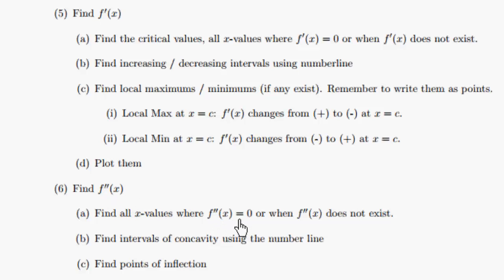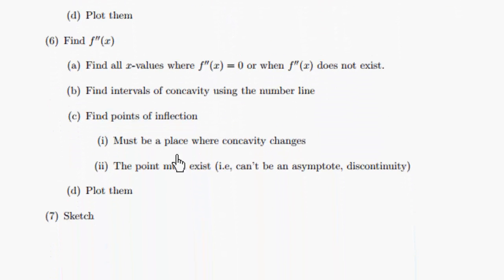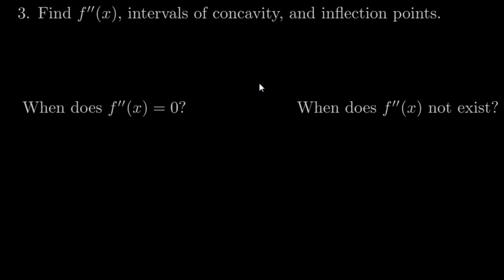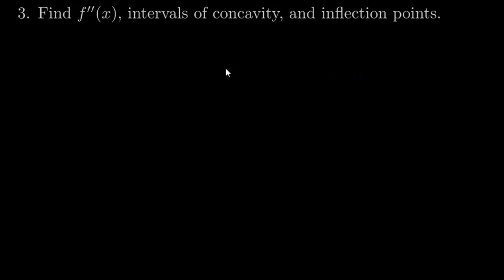places where f double prime equals 0. Find when f double prime does not exist. Do the number line, much like we did with the critical values, find points of inflection, change in concavity, things like that. And then we will sketch, which will be the final part of this video. So now we need to find f double prime. Okay, let's find f double prime first.